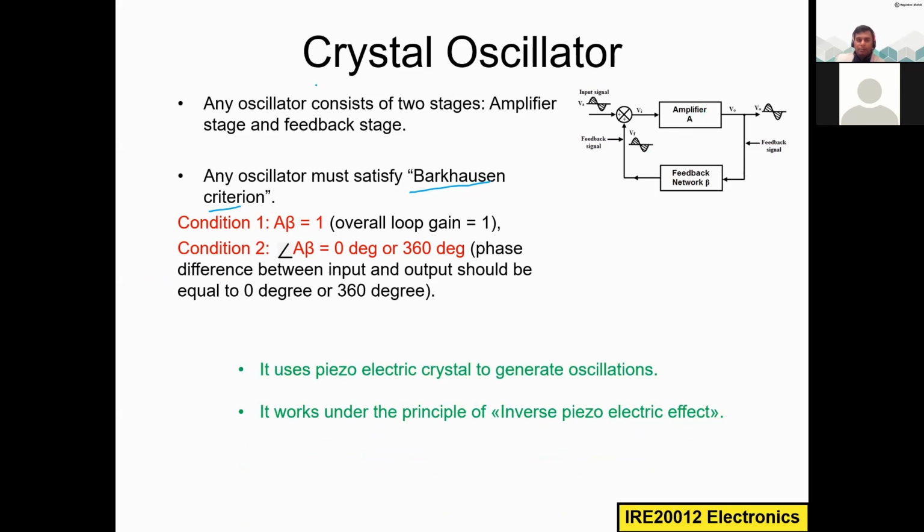So what is the special property in this crystal oscillator? It uses piezoelectric crystal to generate oscillations. So remember, this is something new. This is a kind of naturally available crystal. So we know some kind of stones, right? That is a crystal material. So for example, we use quartz, Q-U-A-R-T-Z. So we use quartz crystal to generate the oscillations in this crystal oscillator.